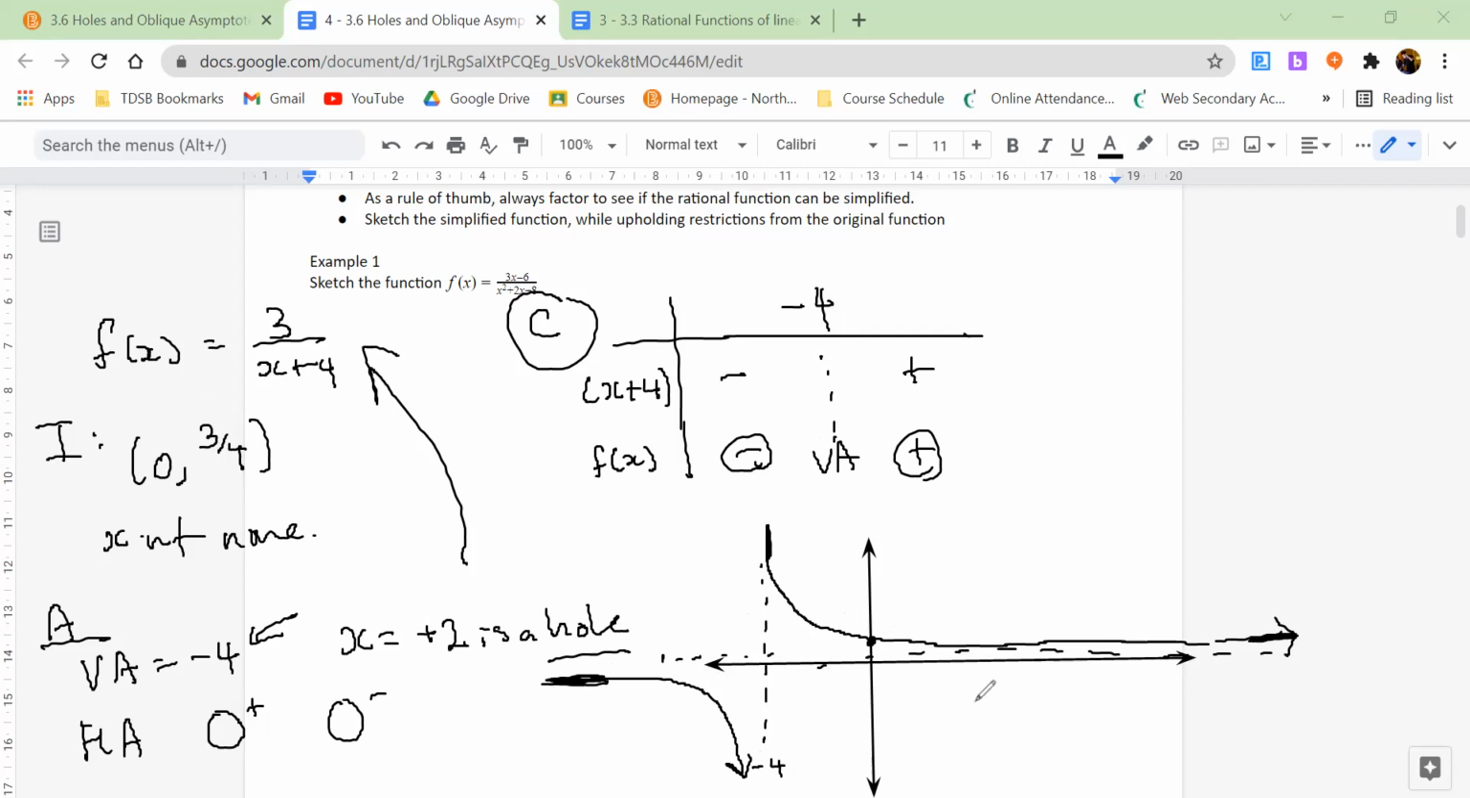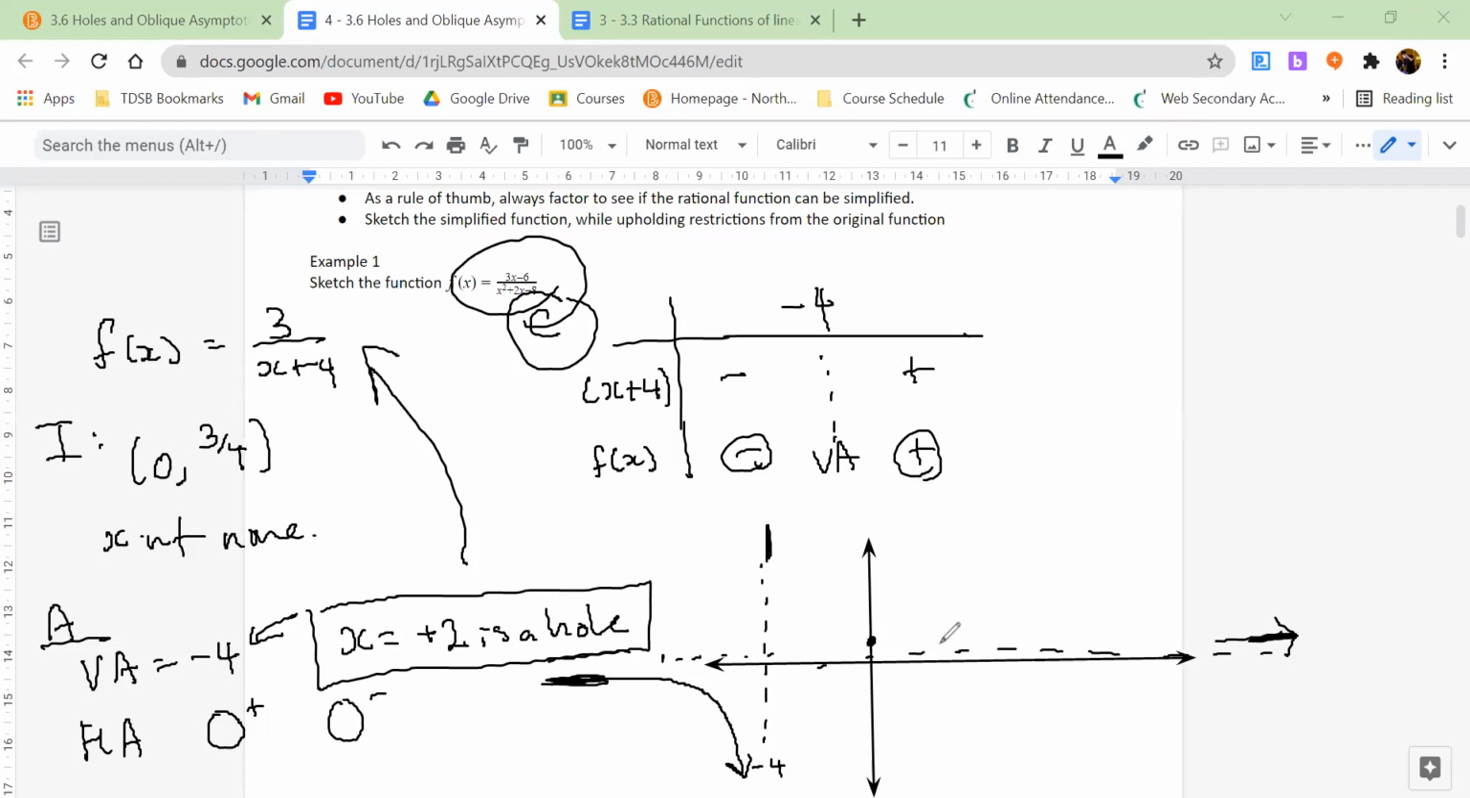Good point. What about the hole? This would be perfect, except you forgot where the function came from. The original function said that the x value of 2 is not allowed. There it is.